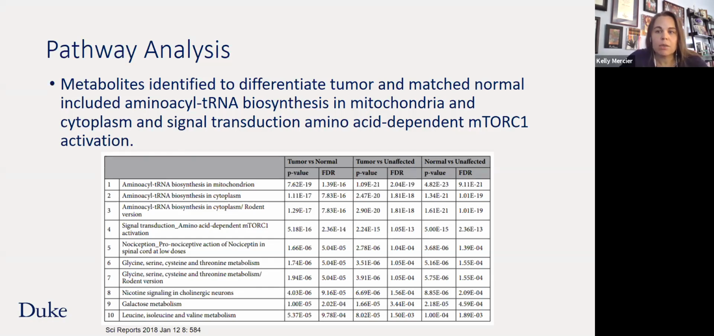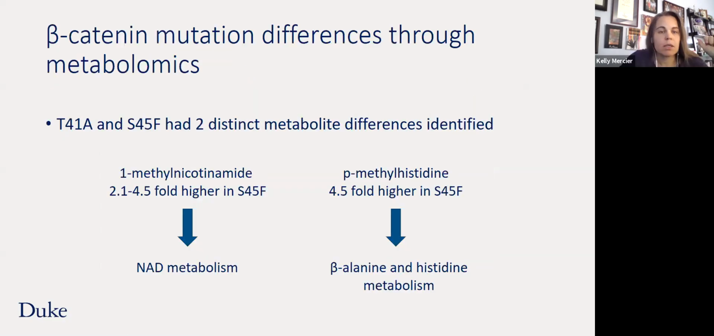So keeping this in mind, we also evaluated the different variants of beta-catenin. As I mentioned, we had T41A and an S45F. And there were distinct metabolite differences in these two cell lines, as listed: 1-methylnicotinamide and p-methylhistidine. Both have biological implications listed below, with NAD metabolism and then the beta-alanine and histidine metabolism.